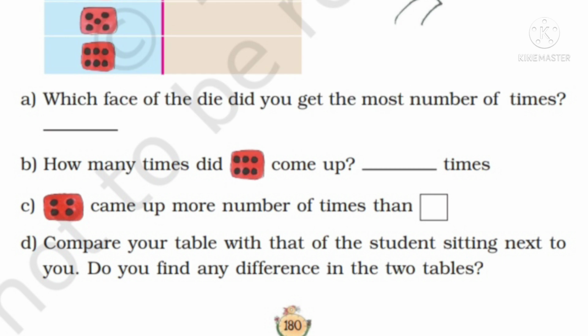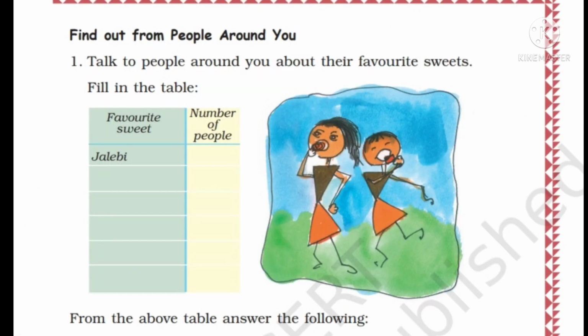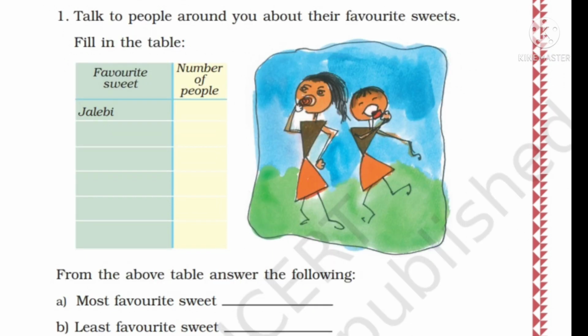Compare your table with that of the student sitting next to you. Do you find any difference in the two tables? Yes. Find out from the people around you. Talk to people around you about their favorite sweets and fill in the table. Favorite sweet on the left side, and on the right you have to fill in the number of people who like that sweet. Based on your table you have to answer the following questions.